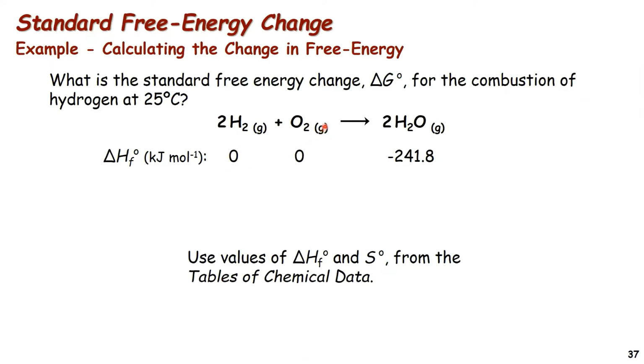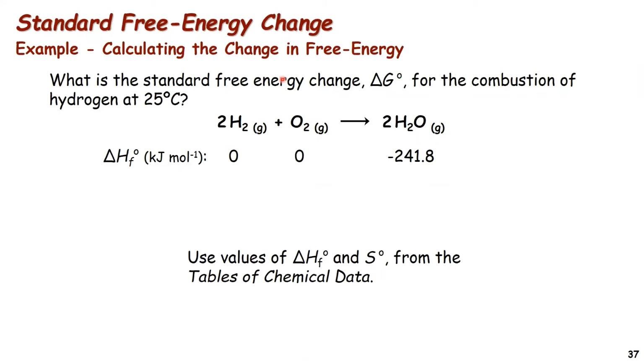Same thing is true with diatomic gaseous oxygen. Well, that is the elemental form. That's how oxygen exists at 25 degrees Celsius in 1 atmosphere. So it doesn't take any energy to create O2 from O2. Now, water, on the other hand, is going to be created from the H2 and the O2, and it has an enthalpy of formation then of negative 241.8 kilojoules per mole.